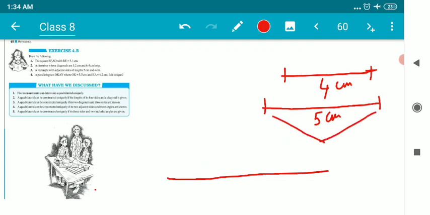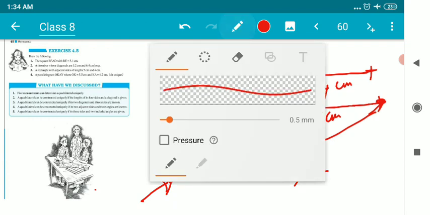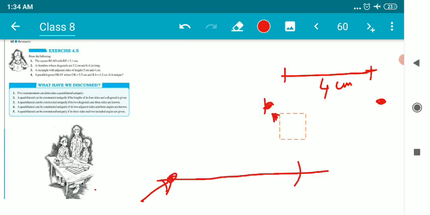Suppose this is my compass. I'll place the needle over here at this point. Up to this point I'll measure with compasses. Now I'll place at this point, and I'll give one arc like this using compasses only. So, children, how much have I drawn over here? I have taken the length of 5 centimeter. This is 5 centimeter.